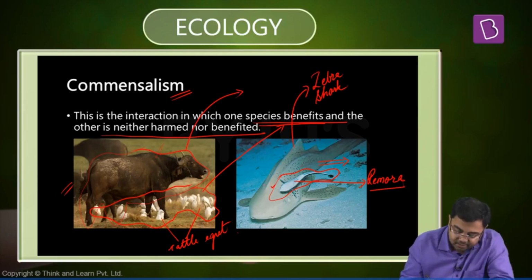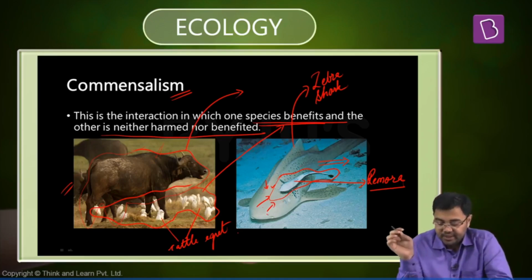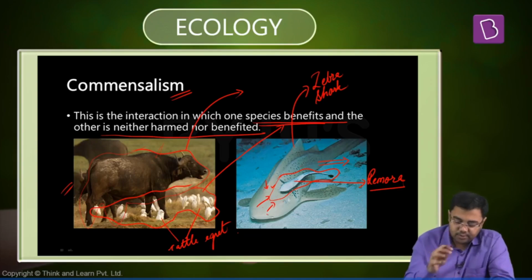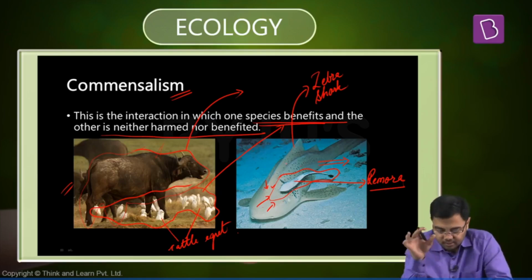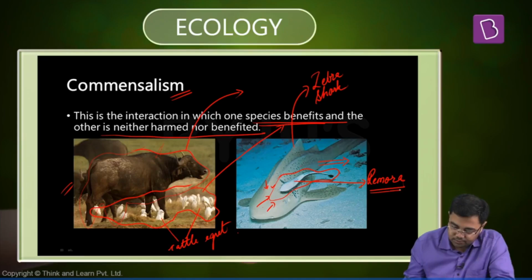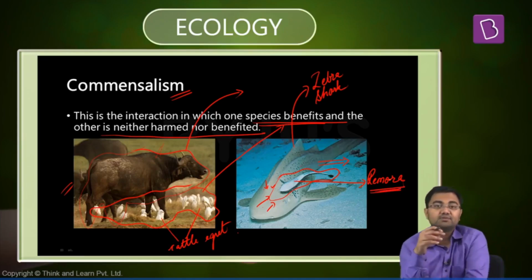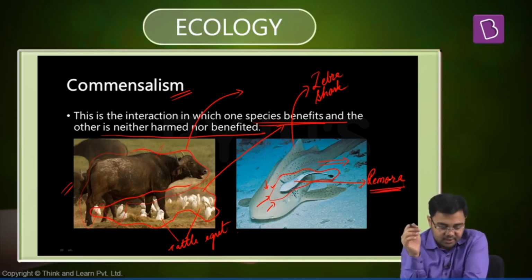Many of the things, like let's say the microbes which may exist in this area, or some things that may affect the skin of zebra shark, that all gets eaten up by remora. But more of it, I mean, this is not a very big thing for zebra shark. It's not a very big benefit. Most of the benefit actually goes to remora, and that's why it is also called as commensalism.